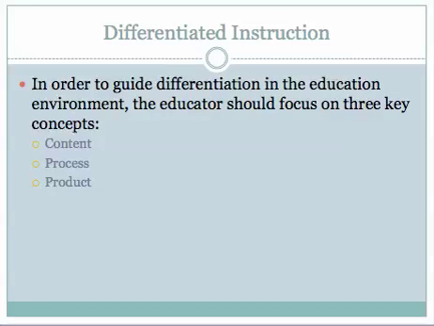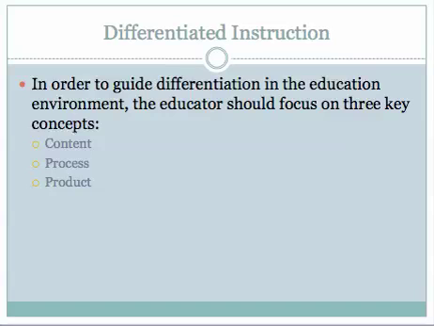In order to guide differentiation in the education environment, the educator should focus on three key concepts: content, process, and product. Content refers to what is being taught and the different facts, concepts, attitudes, skills, and knowledge that we want children to learn. It is important that each student is pre-tested so the teacher can identify each of his or her needs. The content of instruction should address the same concepts with all students but be adjusted by degree of complexity for the diversity of learners in the classroom.